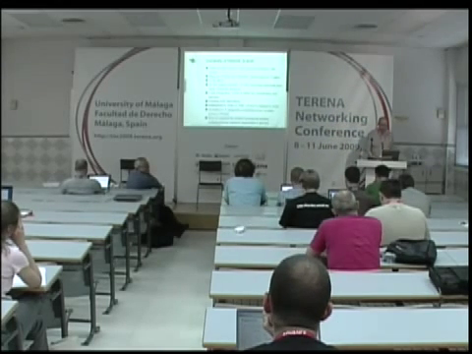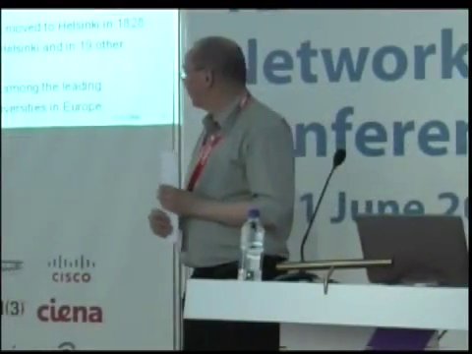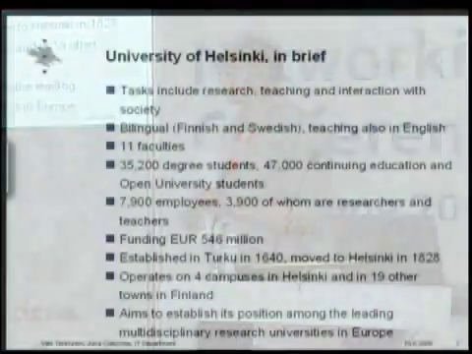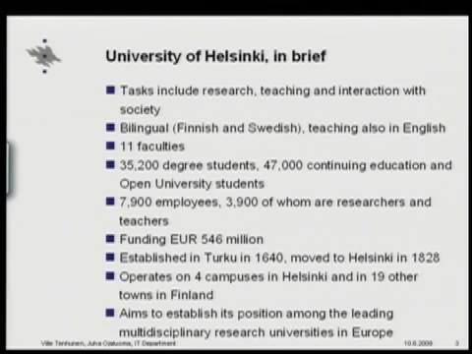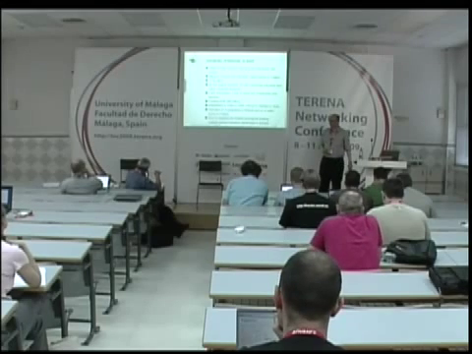Okay, University of Helsinki in brief. Well, the most important things are those numbers that we have about 35 degree students, and this 47,000 is a combined number of degree students and open university students. Both roles are included in this number.